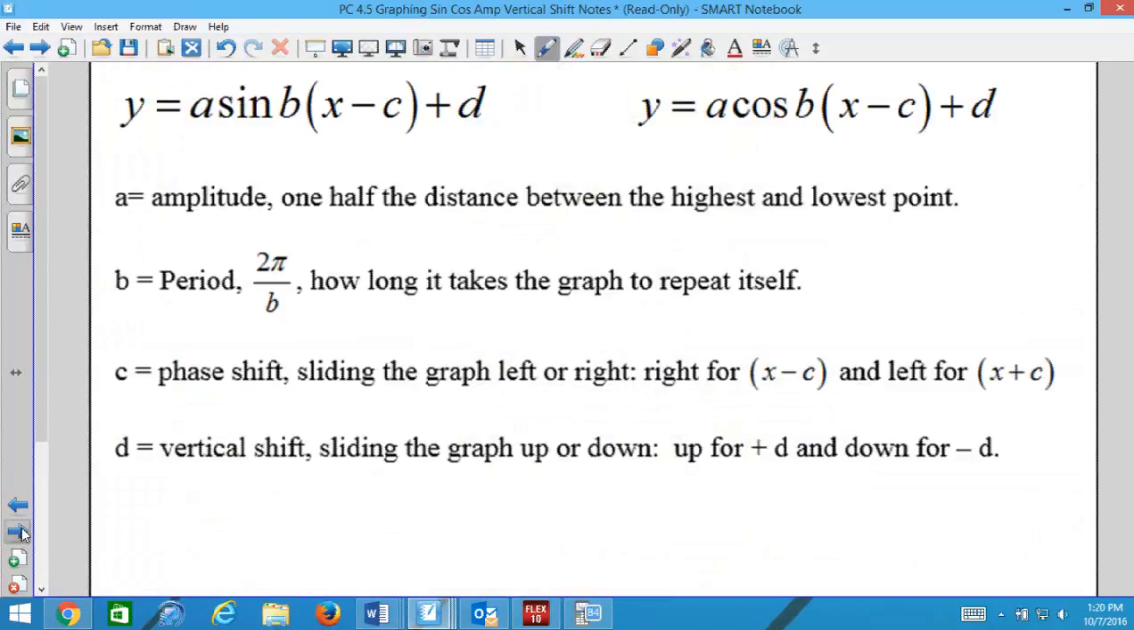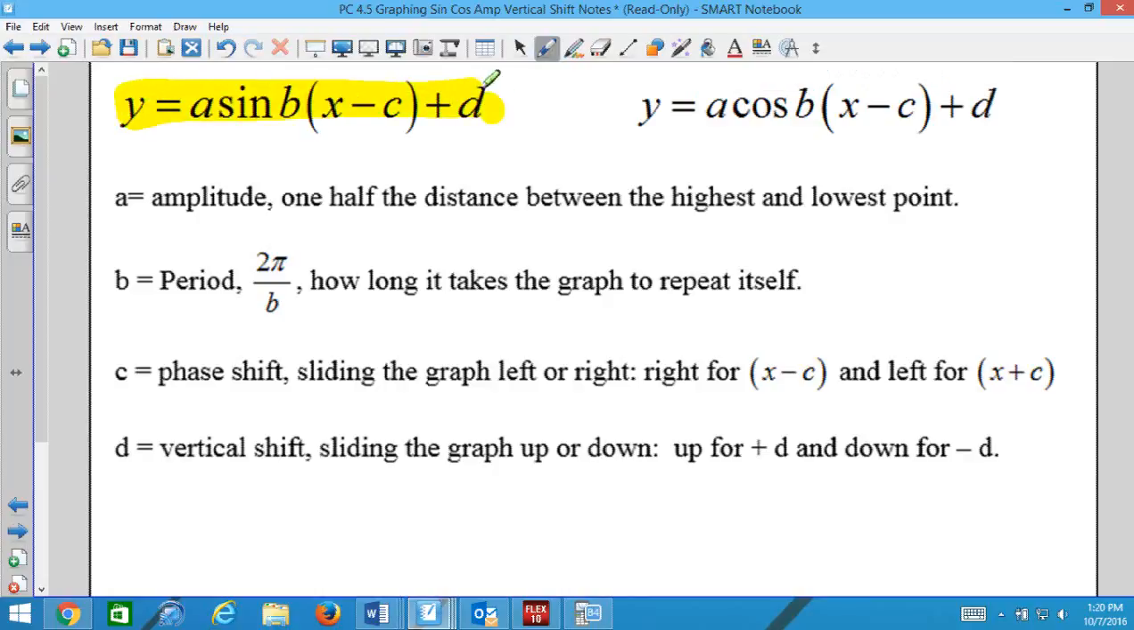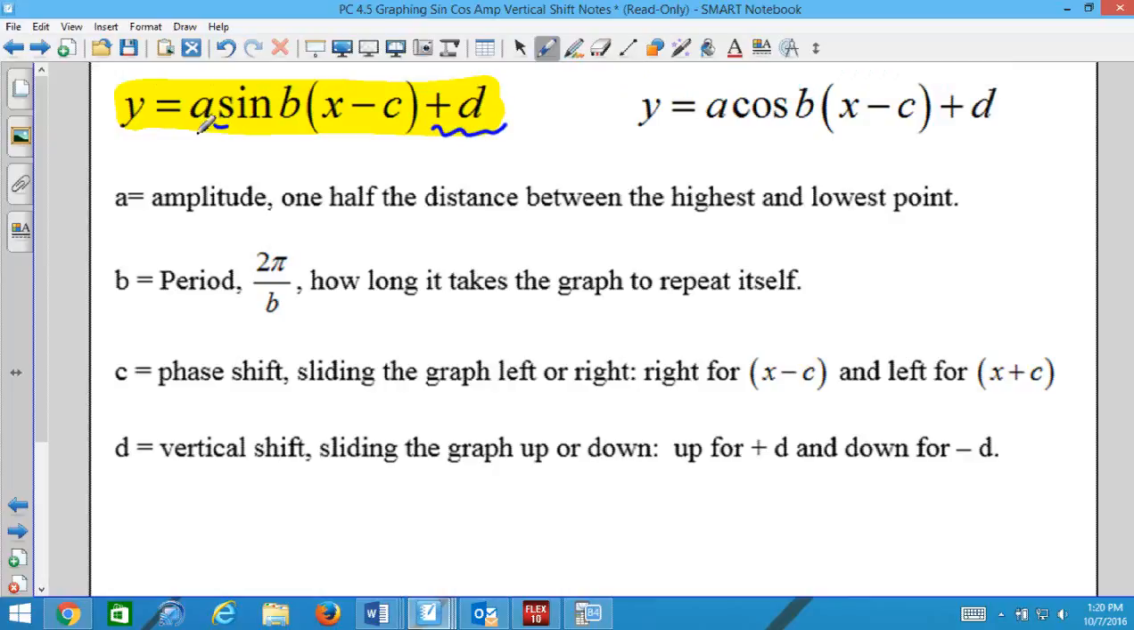This is vocabulary. At the very top, you might have seen this last year. Did you see this last year? Well, depending on which class you were in. These are exactly the same, one's sine, one's cosine. And you'll see that we have A, B, C, and D in there. Today's notes, we will be covering D and A. We will not be looking at B and C until Monday. So today we're talking about the A value and the D value. So here's the vocabulary that talks about them. A is always the amplitude.